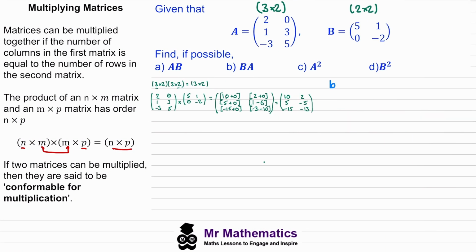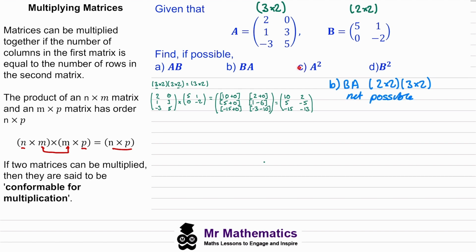Okay, so for question B, we've got a product of B and A. We know B is a 2 by 2 matrix, and A is a 3 by 2. And you can see that because the number of columns in the first matrix does not equal the number of rows in the second, the product BA is not possible.